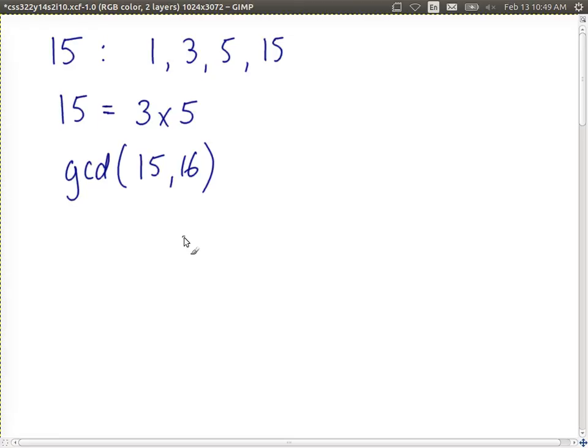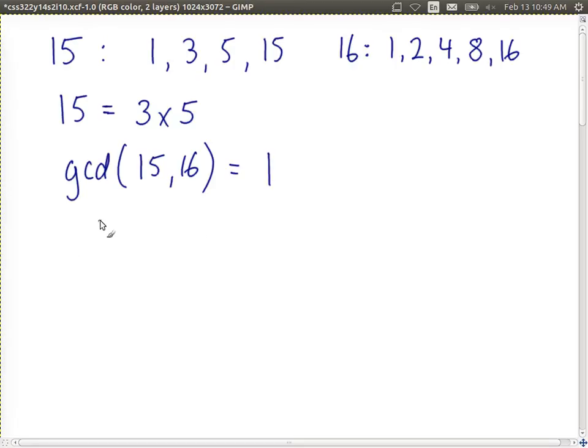So the divisors of 15 are 1, 3, 5 and 15. The divisors of 16: 1, 2, 3 we cannot, 4, 8, 16. Okay, they are the divisors. So the greatest common divisor amongst those two sets is 1.